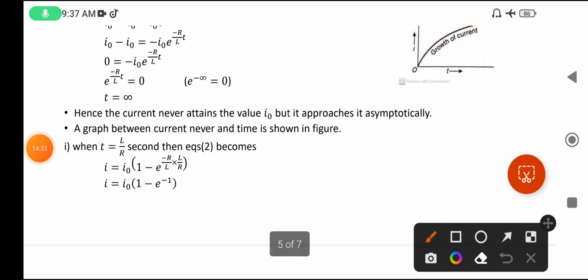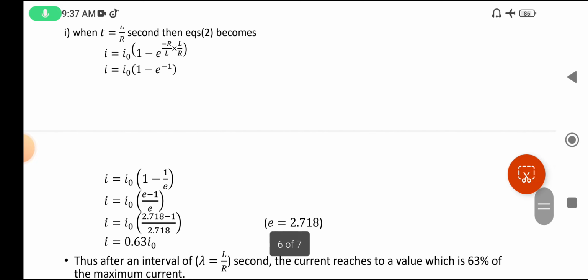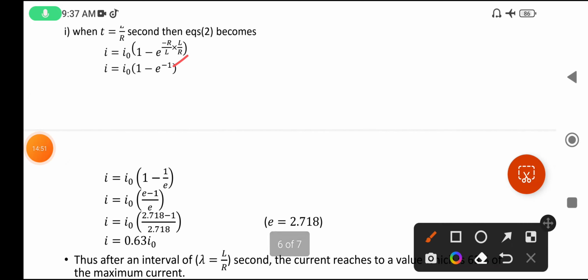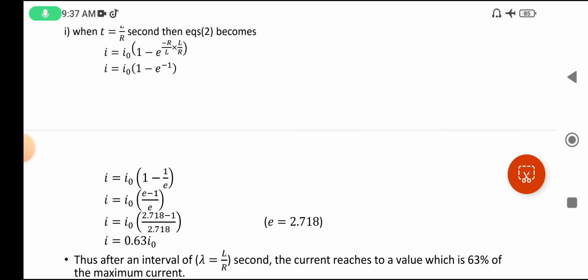And here, when t is equal to L by R, if you substitute t is equal to L by R, then what do you get? You get this value. L cancels, R cancels. Then it becomes minus 1, and if you want to remove the minus, write it as 1 by e. Take the LCM here, and the value of e we know is 2.718, or sometimes people write 2.72 also. So that is the exact value, and this is the approximate value. I is equal to I naught times this, and finally you get this one.